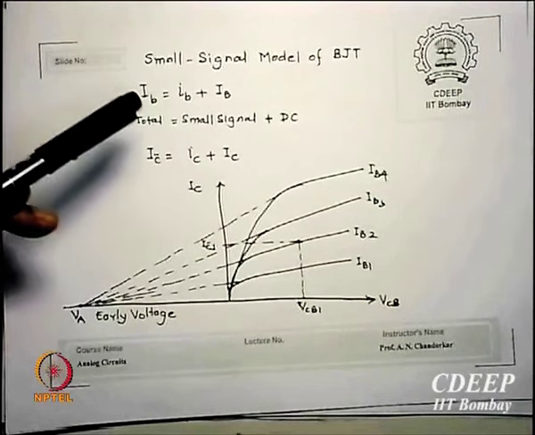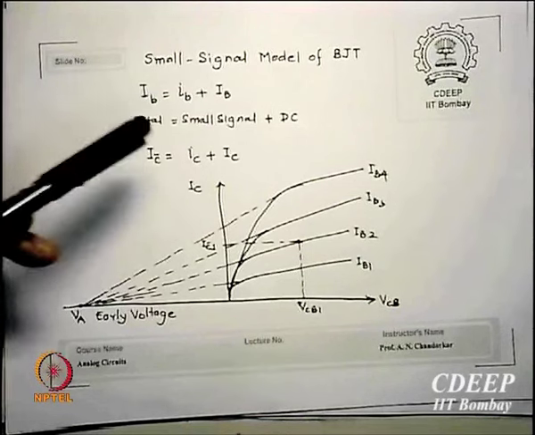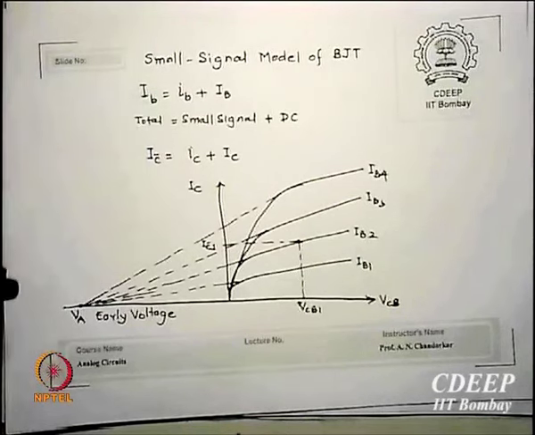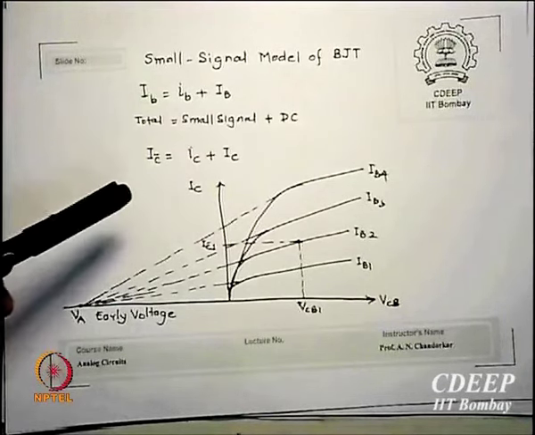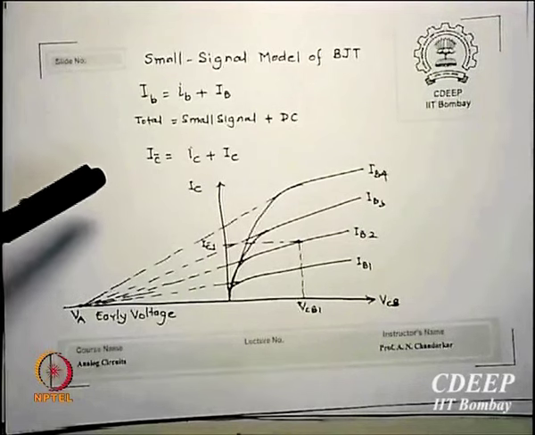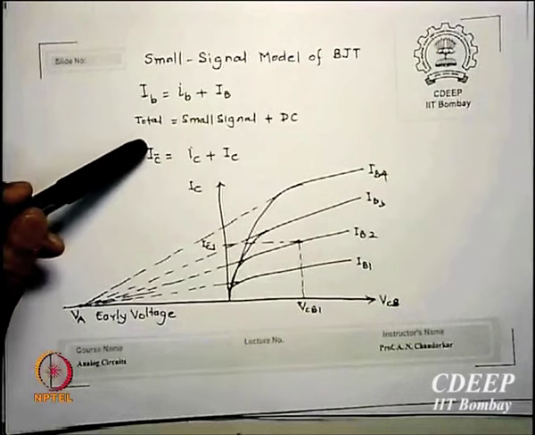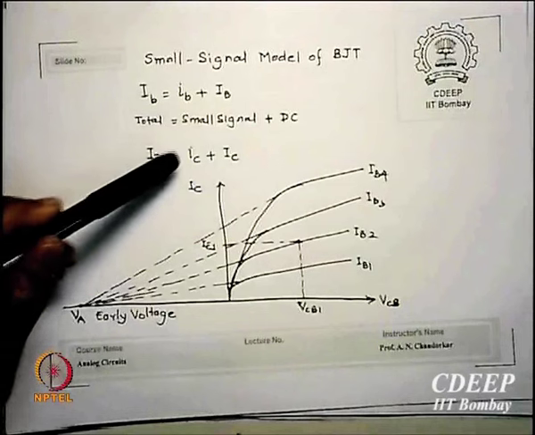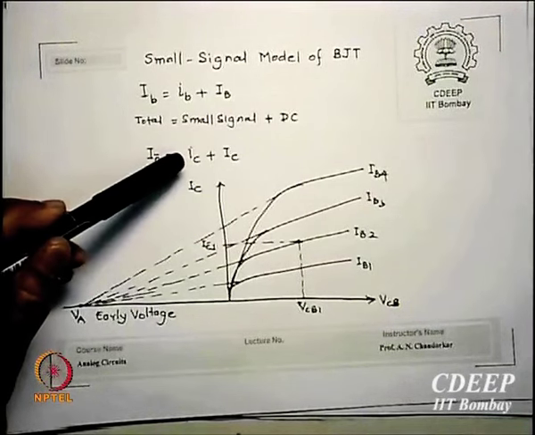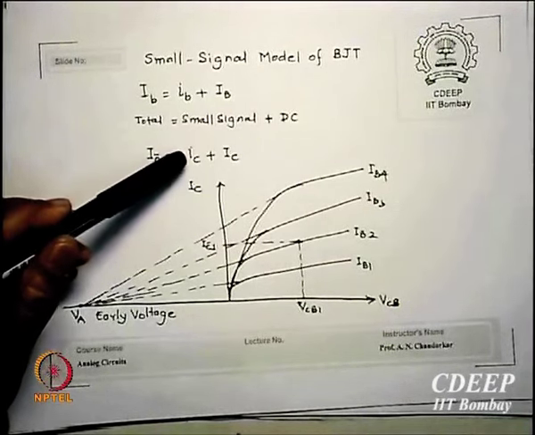Is that clear? These are my symbols. So if I write one way or the other, you must understand which terms I am writing. In the case of collector, there is some issue because drawing a small or capital C is very difficult, so I made the smaller one as a bar to show that. This is the total IC current, which is equal to the DC collector current plus the AC or small signal current ic.